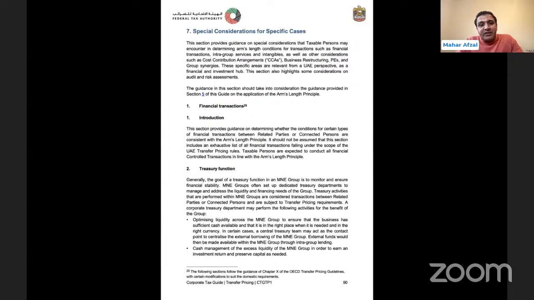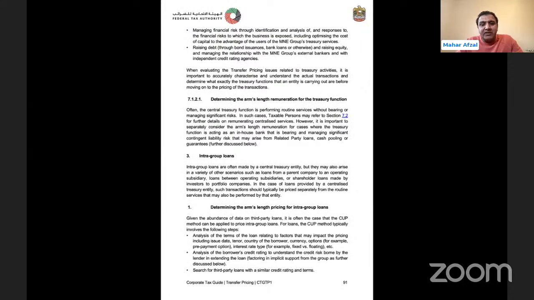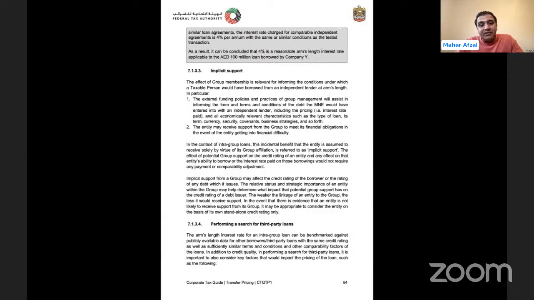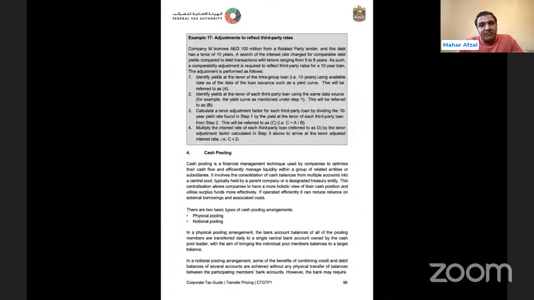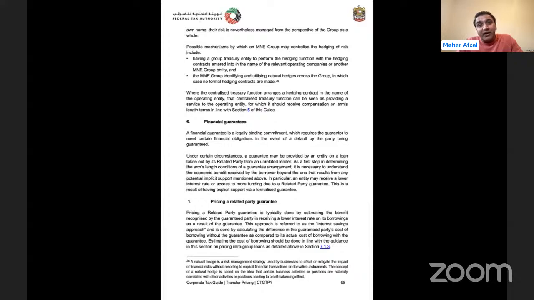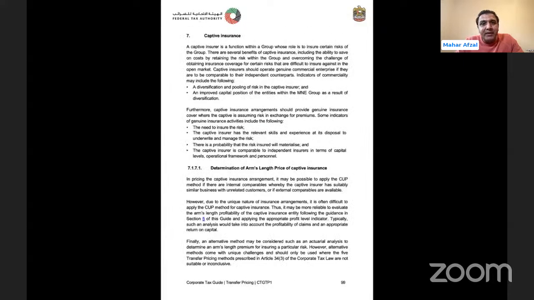Then, as I mentioned, specific consideration has been given to the treasury function. In the treasury function, various things can be there, such as credit rating and implicit interest. The important things are loans, cash pooling, and hedging, where one entity does it on behalf of another entity, and financial guarantees, where one party gives a guarantee on behalf of another party. Then they need to apply the TP principles when charging the other party.